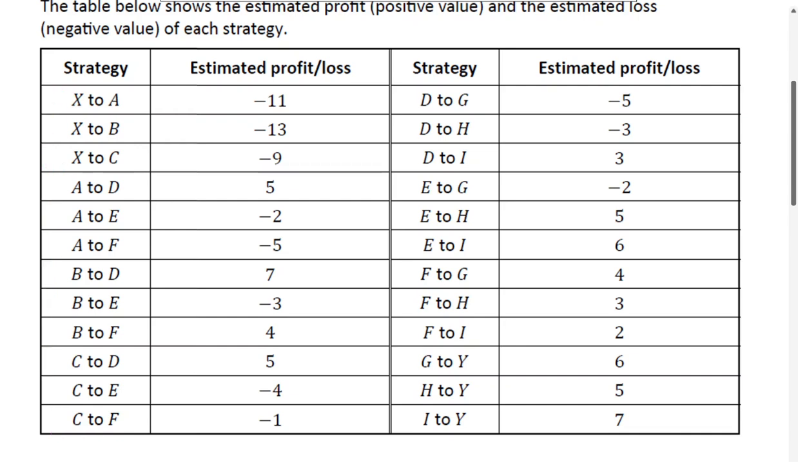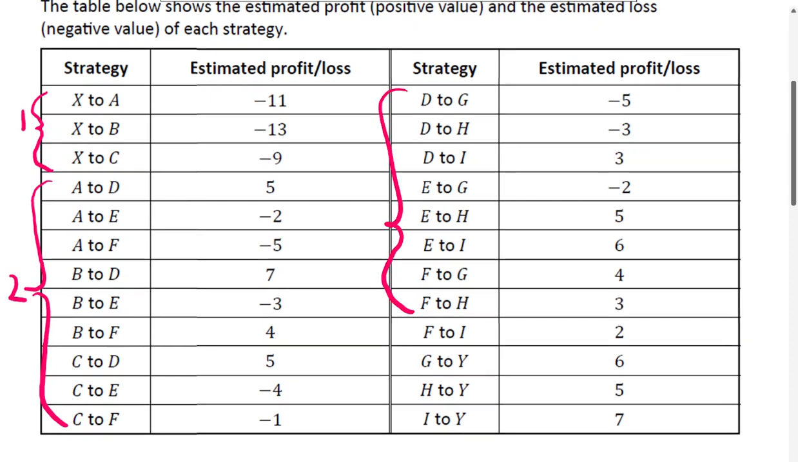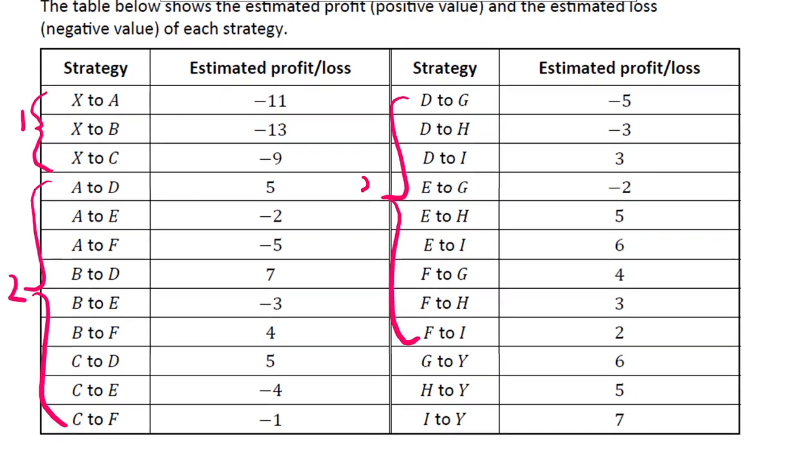So maybe it'd be useful for you to write on the paper. 1 is those guys. 2 is those guys. 3 is those guys, and stage 4 is those. So 4 is going to be fairly trivial. 3 and 2 are going to be more involved and annoying, and then 1 is going to be quite quick and get us the answer.